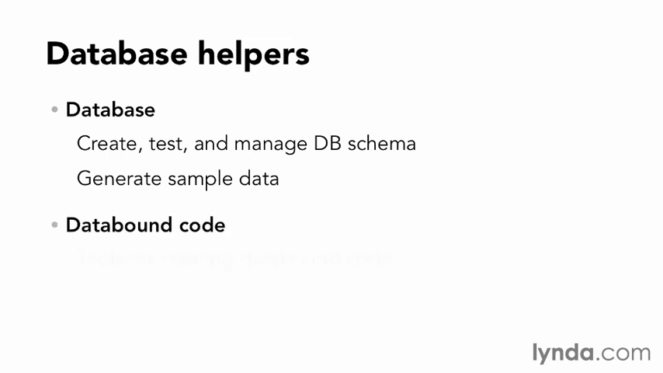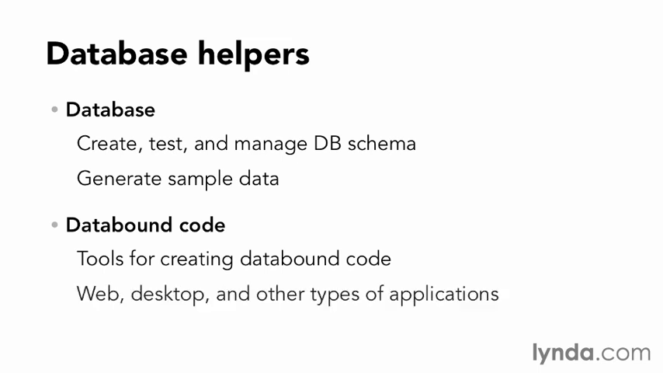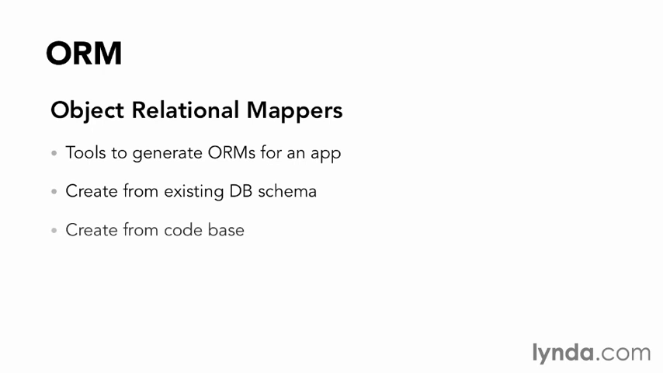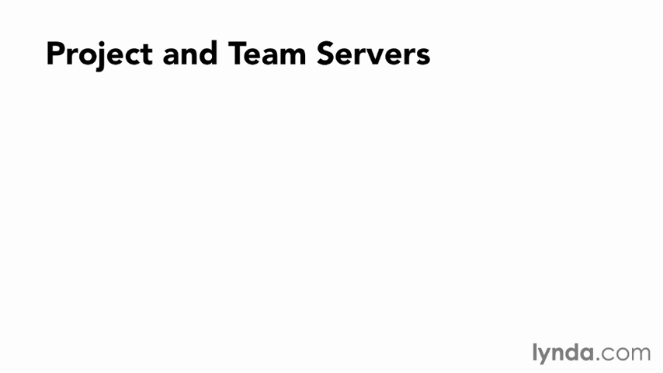For the code and UI side, you might want to check out the data binding tools. You'll find most of the data binding tools in the UI designers. You can drag a data source onto a form and have Visual Studio generate all the code to work with that data. Visual Studio includes tools for creating object relational mappers, or ORMs. Entity Framework is the most mature of the included ORM tools. With Entity Framework, you can create an ORM from the database schema, from your existing code base, or from architectural documentation.